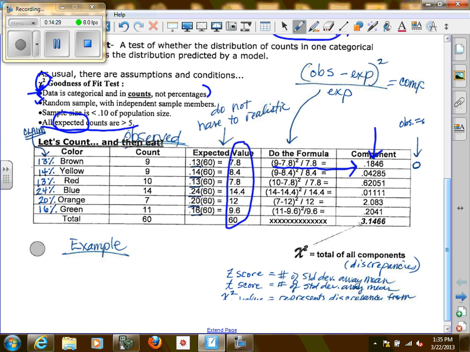I want to talk about some of these numbers. Some will be really small, and some could be large, so don't worry if you get a number greater than what's here. I'm going to give you a few minutes to calculate all of those components.